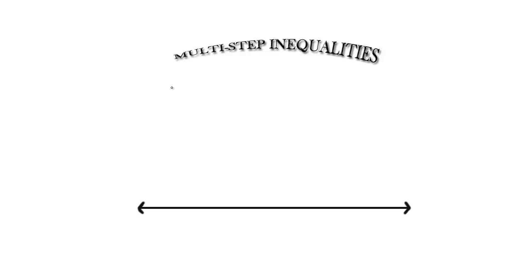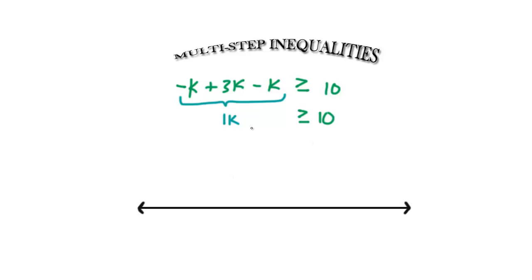Let's take a look at another problem. Let's say we have negative k plus 3k minus k greater or equal to 10. Okay? So on the left hand side, we have all these k's here. So we want to combine them. So we have a negative k here plus the 3k minus the k. So now we have 1k, or just k. And then on the right hand side, we have the 10. Okay? So now this comes out to just, let's do this in black here, k is greater or equal to 10.